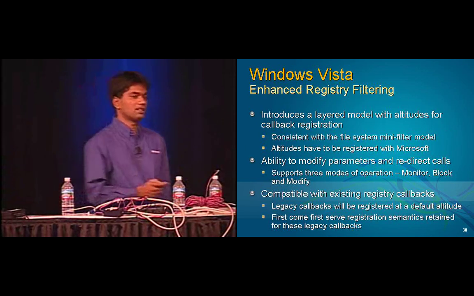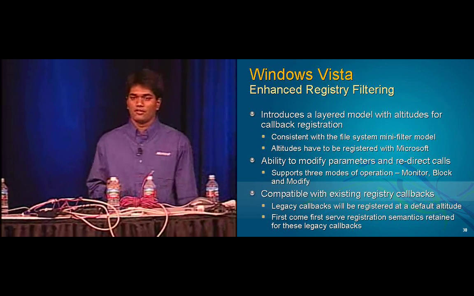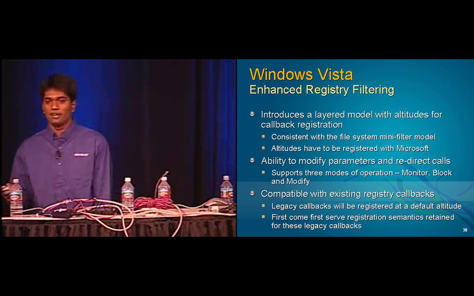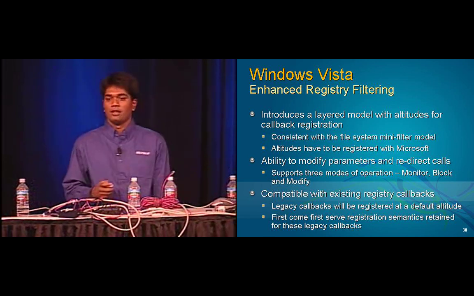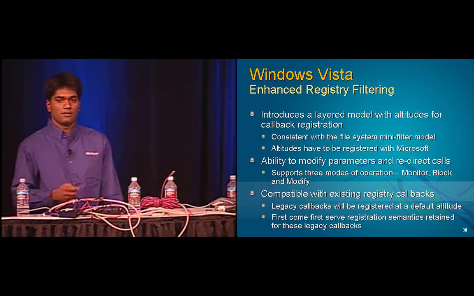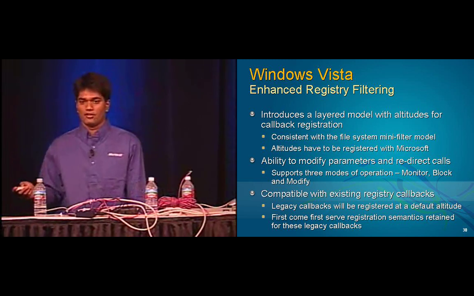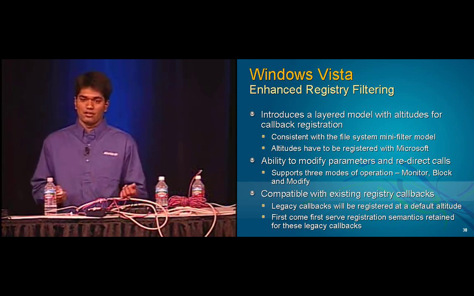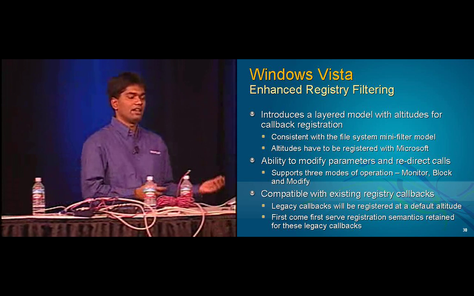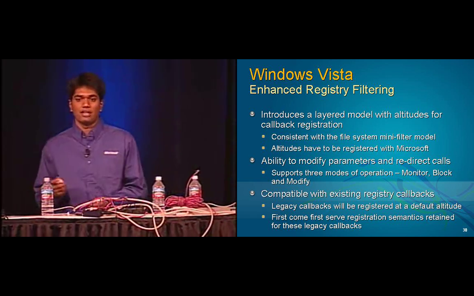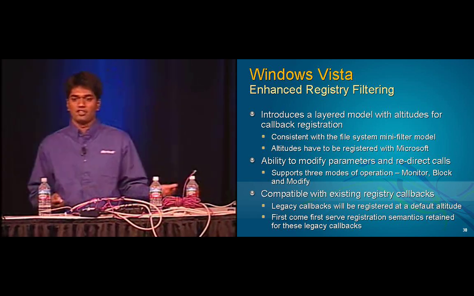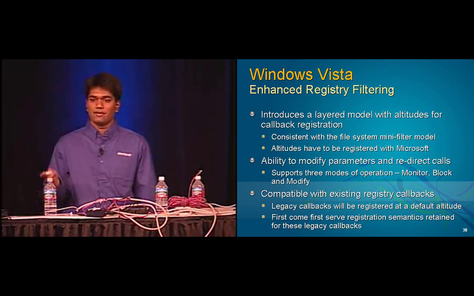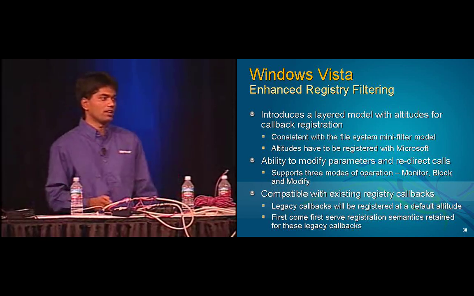To fix this, we introduced a new filtering model in Vista. The new filtering model is consistent with the file system filtering model, which most of you are familiar with. This filtering model allows you to specify altitudes for your filter drivers, and in addition, it allows you to redirect calls and modify parameters. And as with every other change, we strive very hard to keep it compatible with legacy technology out there. So the new filtering model will support legacy callbacks, and it will retain the same first-come, first-served semantics for those legacy callbacks.